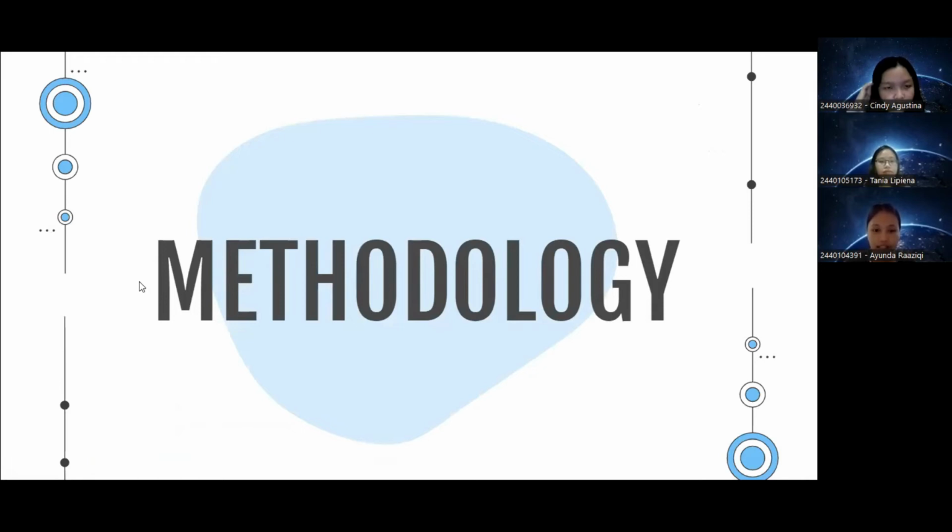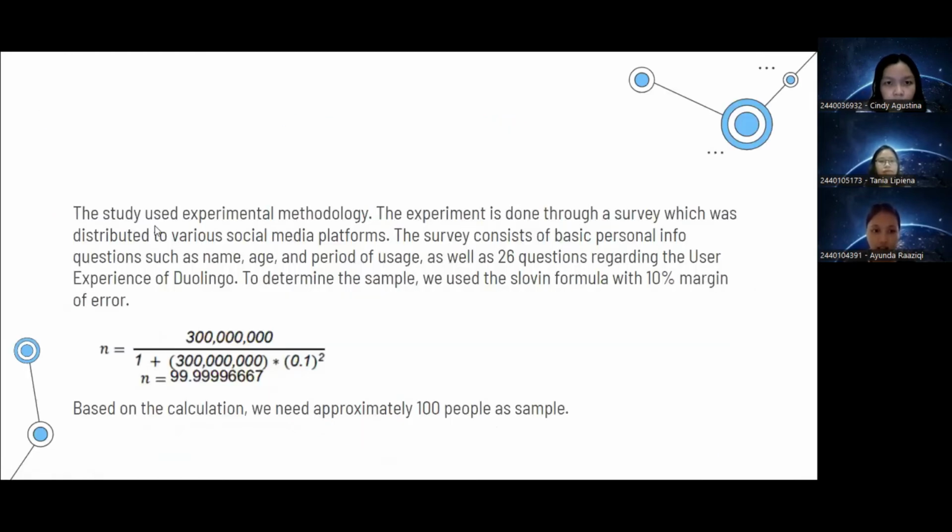Next is methodology. The study used experimental methodology. The experiment was done through a survey which was distributed to various social media platforms. The survey consists of basic personal info questions such as name, age, and period of usage, as well as 26 questions regarding the user experience of Duolingo. To determine the sample, we use the Slovin formula with 10% margin of error. Based on the calculation, we need approximately 100 people as a sample.